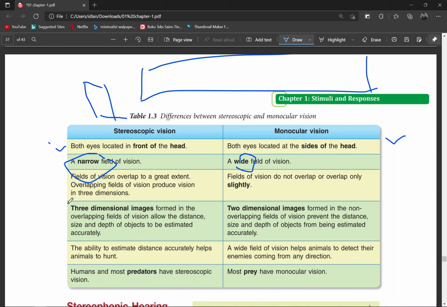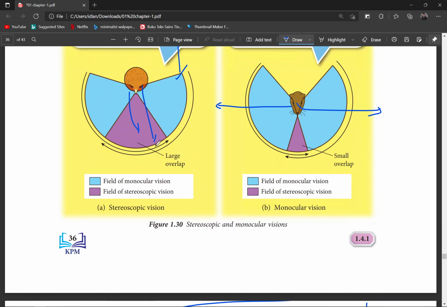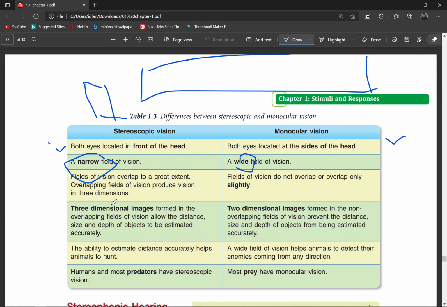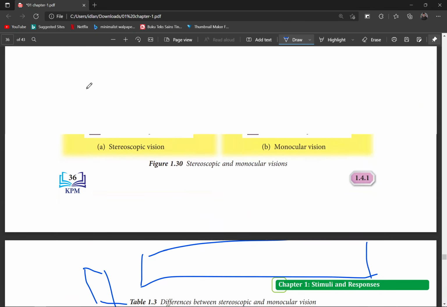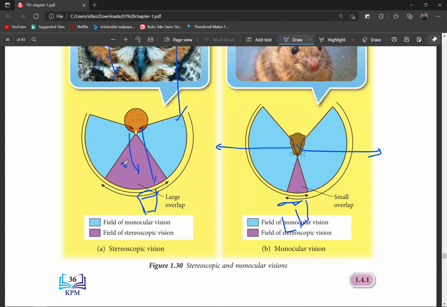Overall, to a great extent, overlapping vision produced in three dimensions. Okay, yang tadi ada overlapping ni, inilah yang 3D tu. Ni sikit je overlap dia, tapi yang 2D ni lagi besar kan. Okay. Field of vision overlap to a great extent. Overlapping field of vision produce vision in three dimensions. Maksudnya yang kawasan overlap ni adalah kawasan di mana 3D. 3D tu sangat-sangat perfect kat sini. Yang ni ada 3D tapi tak perfect lah. Kita nampak seolah-olah 2D. Okay, faham tak?